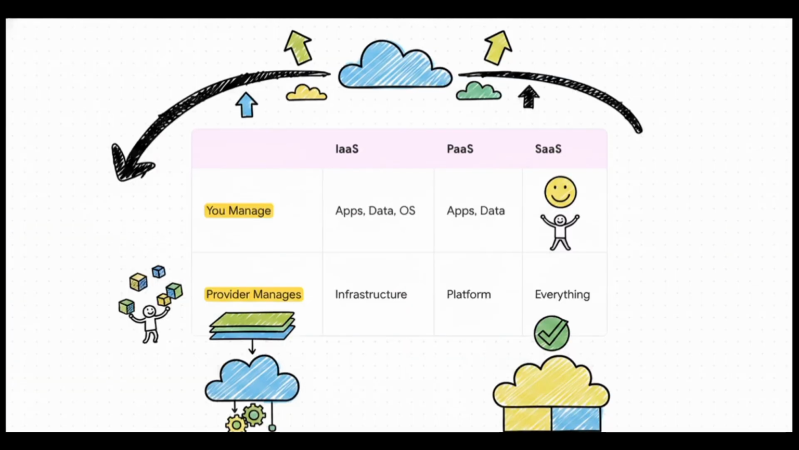Now take a look at this chart, because this visual says it all. As we go from left to right, from IaaS to SaaS, just watch what happens. See how that blue You Manage section gets smaller and smaller? The provider takes on more and more of the responsibility. This right here is the key. Let's break them down one by one.